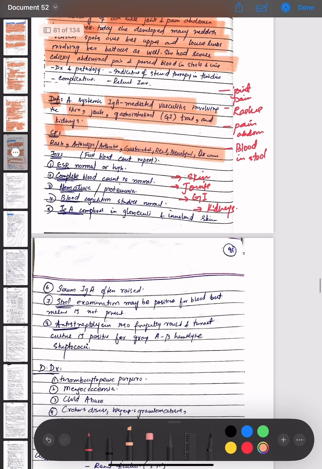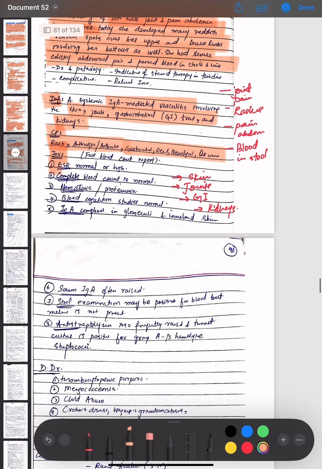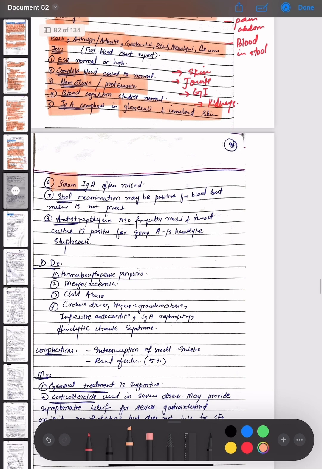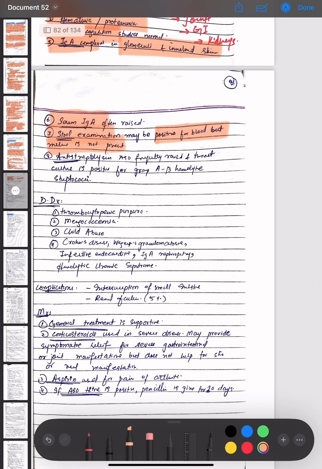The clinical features are rashes, arthralgia or arthritis, gastrointestinal, renal, neurological symptoms. The investigation options are: ESR is done, which is normally high; complete blood count, which is usually normal; hematuria or proteinuria may be present; blood coagulation studies are normal; and IgA complexes in glomeruli and also the skin. Serum IgA is often raised. Stool examination is done, which may be positive for blood, but melena is not present. Anti-streptolysin O is frequently raised, and throat culture is positive for group A beta-hemolytic streptococci.